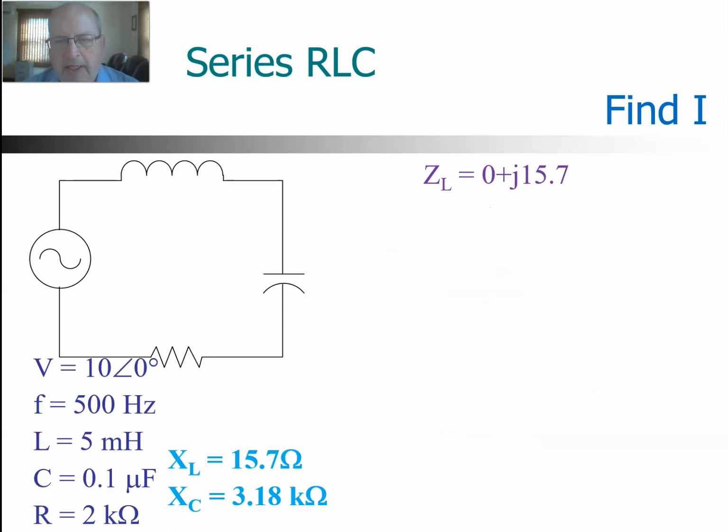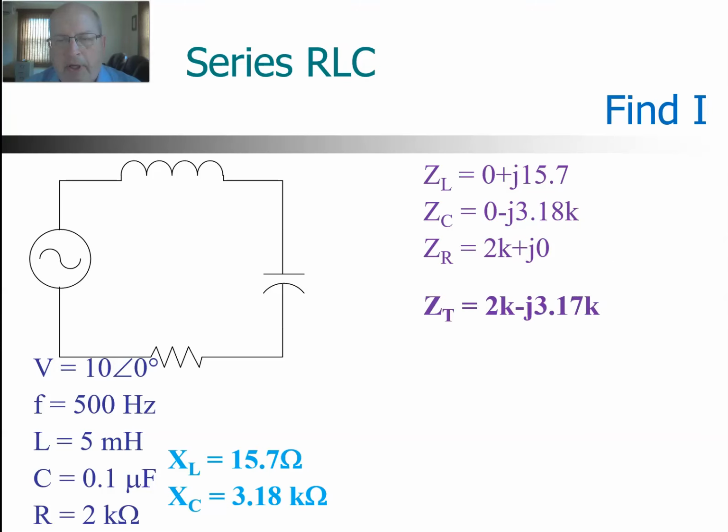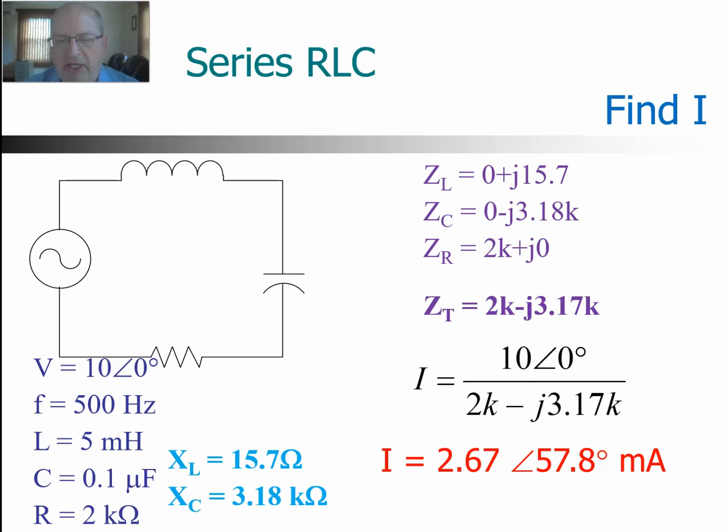So Z of L is 0 plus J 15.7, Z of C is 0 minus J 3.18K, and Z of R is 2K plus J 0. Now for the total Z, we add the real parts and add the imaginary parts, and we get 2K minus J 3.17K. Now we use Ohm's law to find the current, 10 angle 0 divided by Z, and we get a value of 2.67 at an angle of 57.8 milliamps.